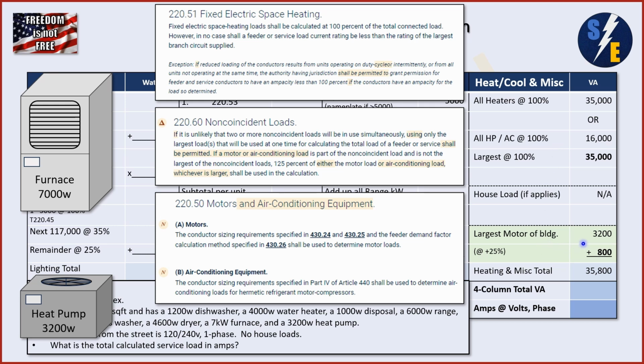We're going to take 3200, which is one unit, because remember, this is for the service, so it's just of the whole building what the largest motor is. So one of these air conditioner units, 3200, we're going to take 25% of that, which is 800, and we're going to add it to our 35,000. That gives us 35,800 VA for our heating and miscellaneous total.